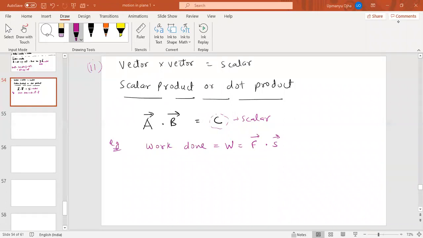But the answer which we get after multiplying the force with displacement is work done, which is a scalar quantity. Work done has no direction. That is why work done is a dot product of force into displacement. Work done is a scalar quantity because it has no direction. Force is a vector, displacement is a vector. Therefore, work done is a dot product of force and displacement.